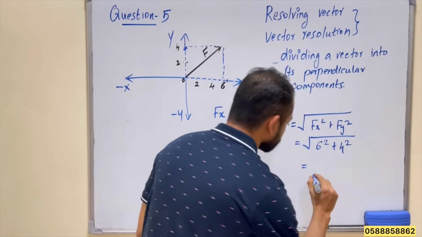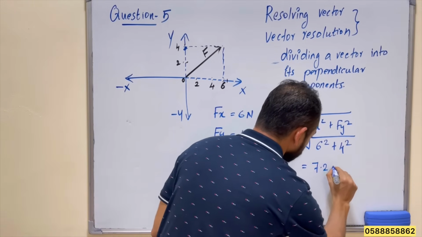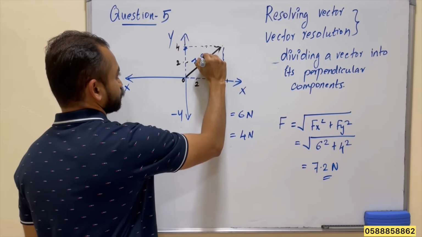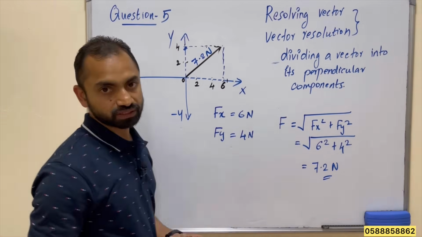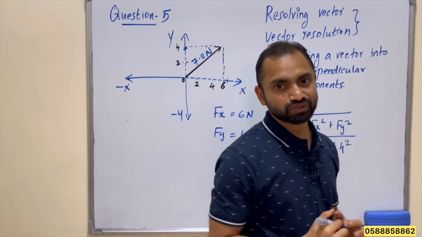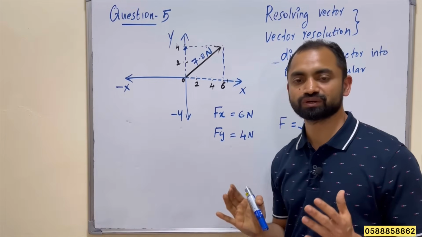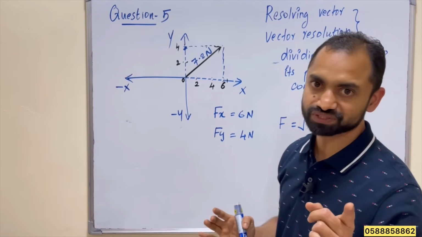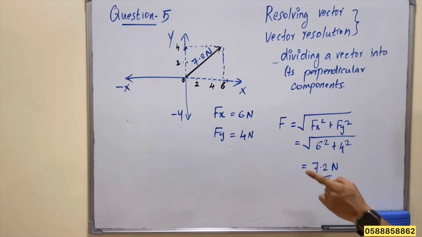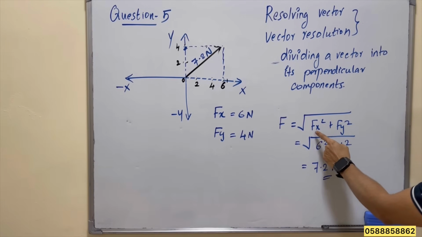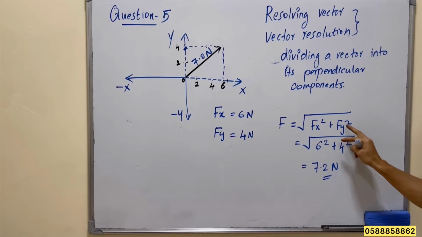That equals 7.2 Newton. That is the value of that force. So you can calculate a force if you know its x component and y component by using the Pythagorean theorem. The force is equal to the square root of the x component squared plus the y component squared, Fx squared plus Fy squared.